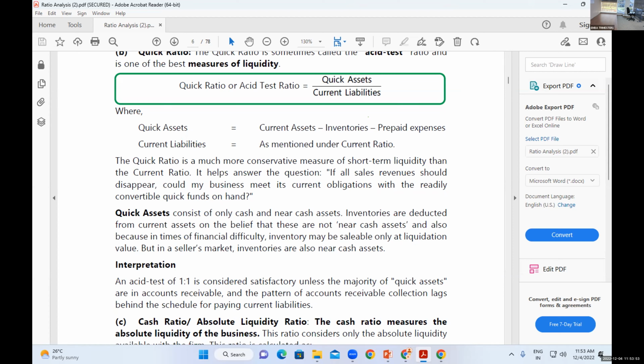Right. So what is the interpretation for this? 1:1. Look at that. We also reduce that from 2 to 1. Since two assets are excluded, we are giving a different standard. It's called the standard ratio. 1:1 is standard. If you have more than 1:1 or less than 1:1, you are having some trouble. You have to look at it. Next.